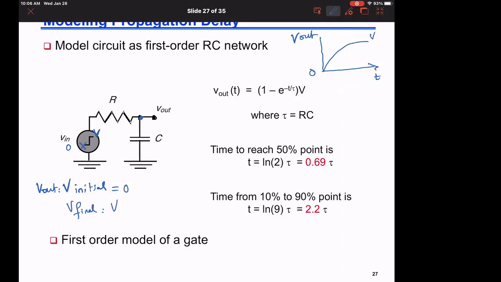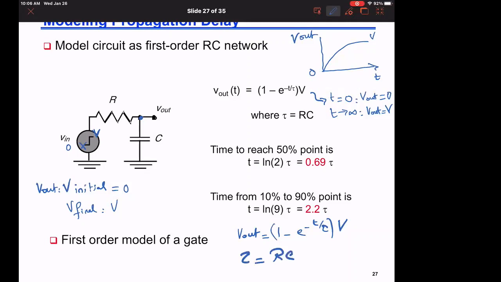Let's see. At t equals 0, this is the equation that they provided me. The output is equal to 1 minus 1, which is 0. And as t tends to infinity, Vout will be equal to big V. Here they are telling us, and we will derive the equation, that Vout of t is equal to 1 minus e to the minus t over tau, times V. We'll see how it is derived. And tau is nothing but the RC time constant of the circuit.